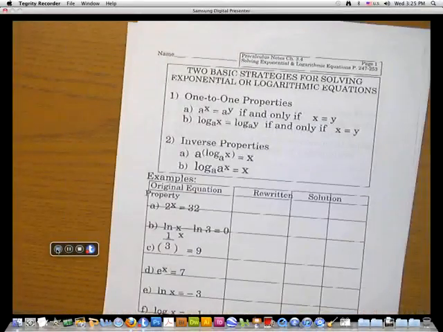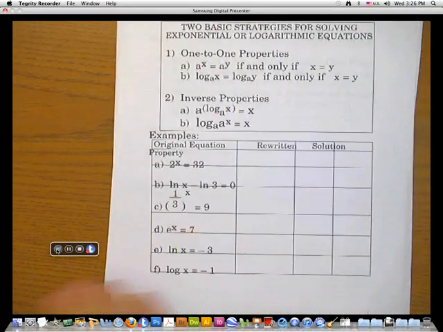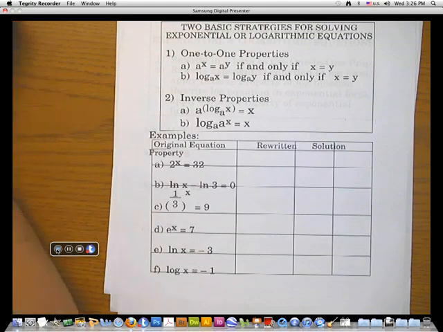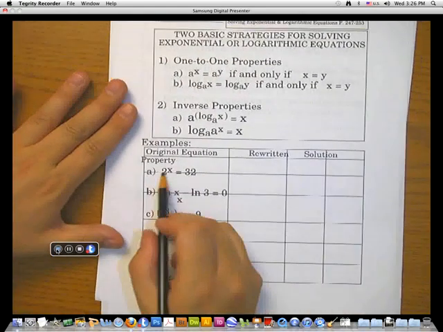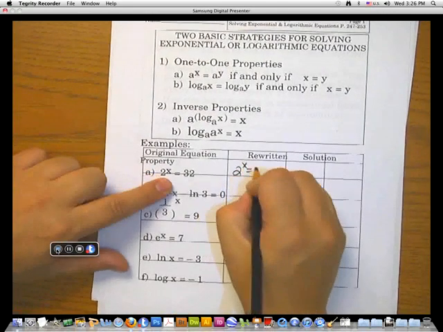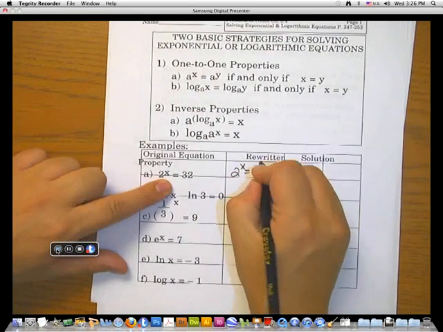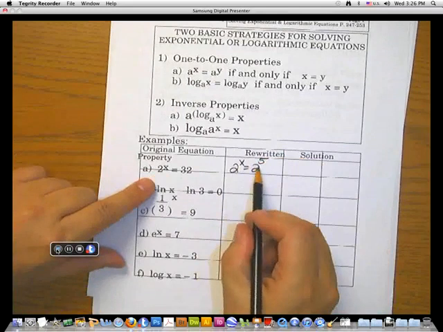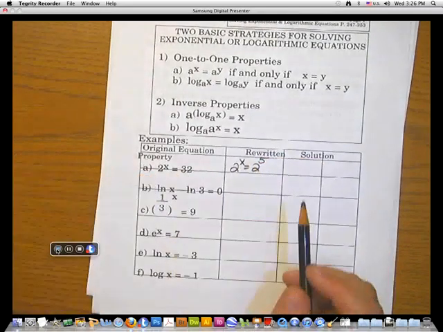3.4, we're going to talk about basic strategies in order to solve our exponential and logarithmic equations. So here I have 2^x, and basically switching from one form to another is going to be the biggest thing. 2 to the x equals 32. If I rewrite this, I could say 2 to the x is 2 to the 5th power, because I know that 2 to the 5th is 32.